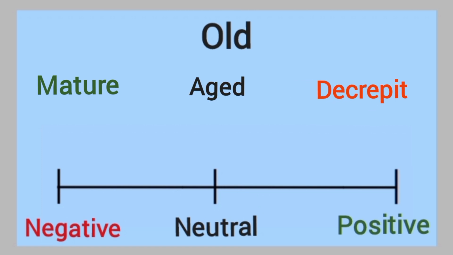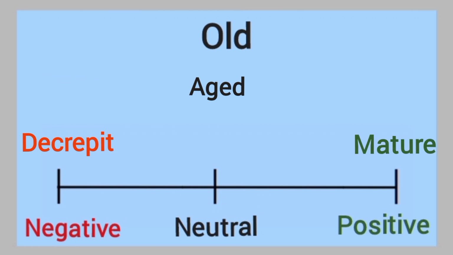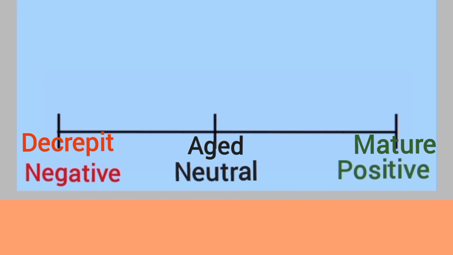The word decrepit can be harsh and rude. It has a more negative connotation. Mature, on the other hand, is more positive. It might represent somebody as wise or skilled. Age falls on neutral. It doesn't associate with a positive or negative connotation.